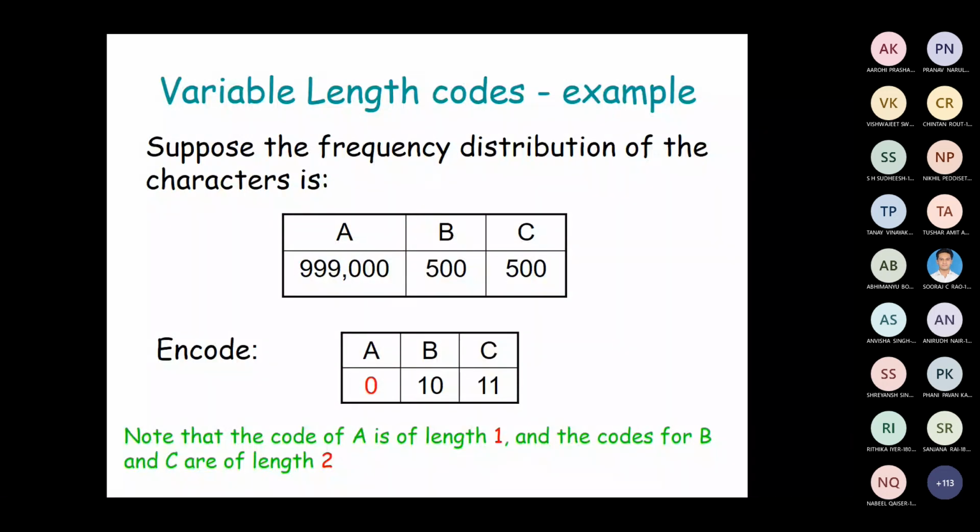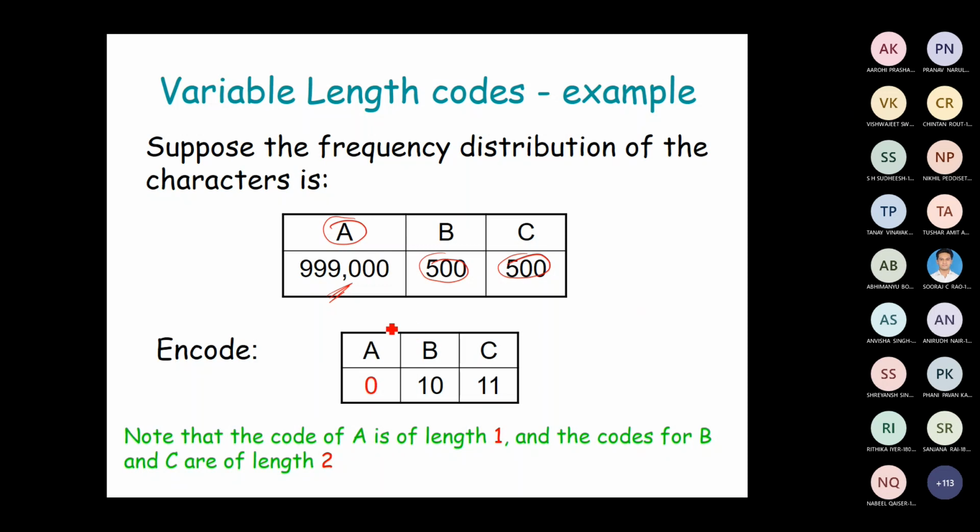Suppose you make the frequency distribution of the characters like this. For example, out of 1 lakh characters, let us assume that the character A appears these many times, whereas B appears only 500 times and C appears only 500 times. Now it is meaningless if I use a 2-bit code for A, even though it occurs 95% of the time. So I cannot achieve bandwidth efficiency, and I cannot reduce the memory usage.